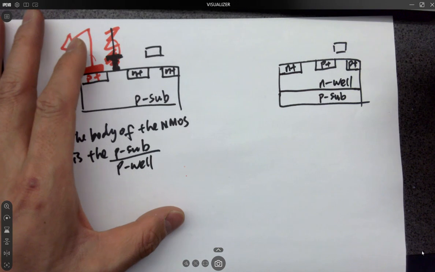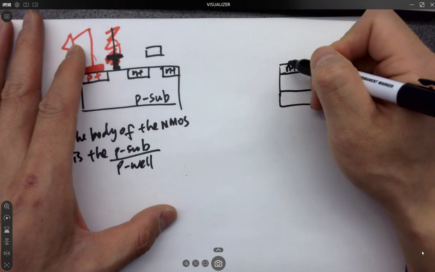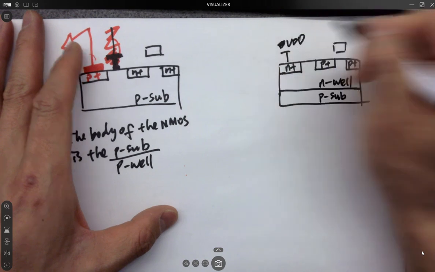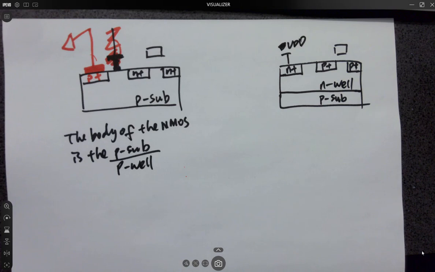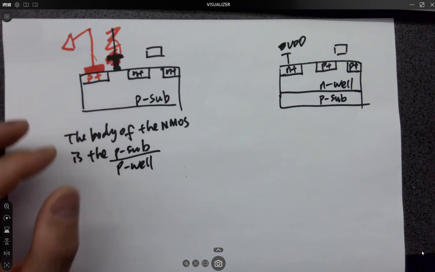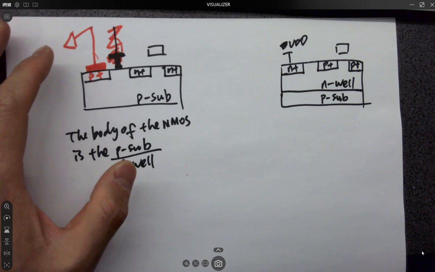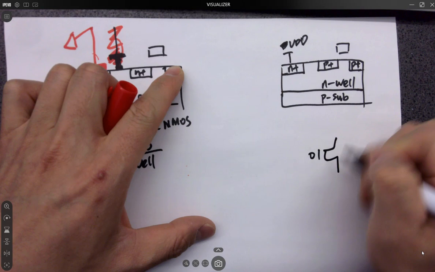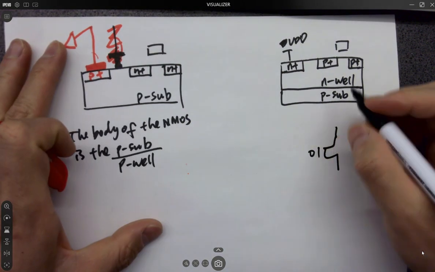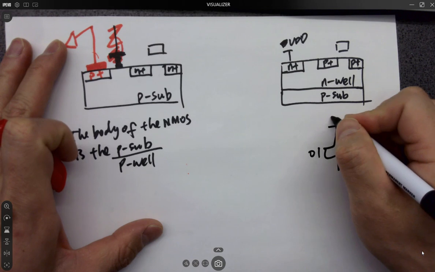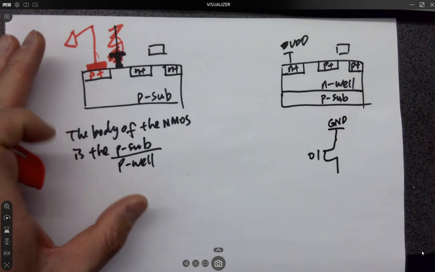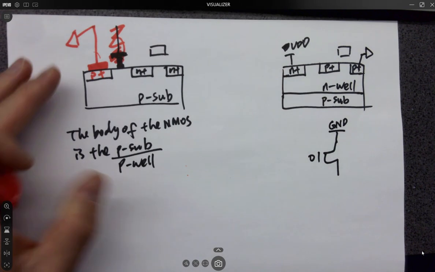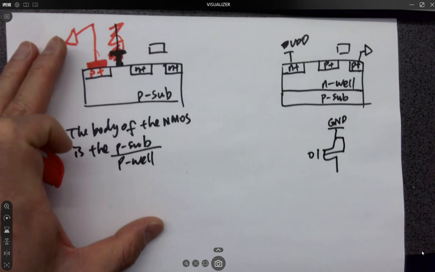This is shorted to where? VDD, right? Short to VDD. So you'll see in the lab on Thursday, you just connected your source to ground. Let's do this symbol here really quick. I ground here. So in that case, the body is shorted to here, then everything is grounded.